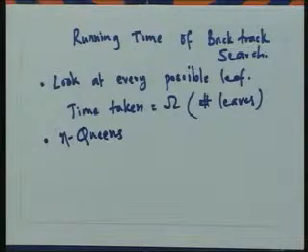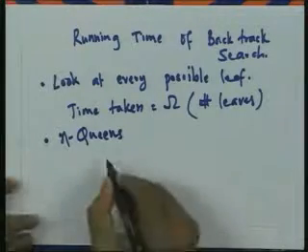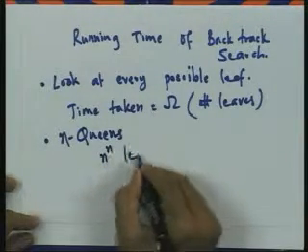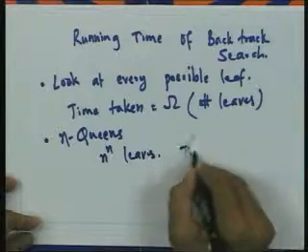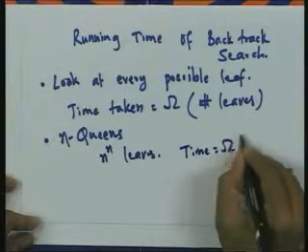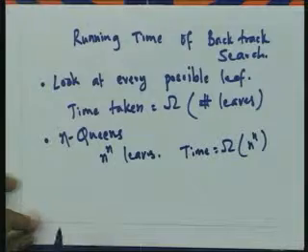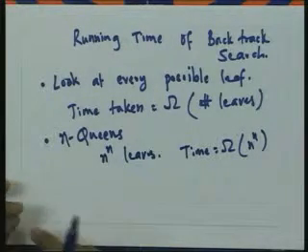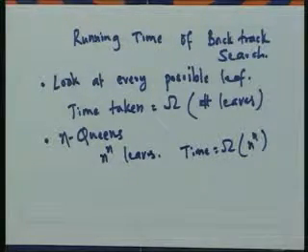Well, the first queen can be placed in n ways, the second can be placed in n ways, and so on. And so there are n to the power n leaves, and so time is at least n to the power n. If you implement the early checks, then the early checks will improve the situation somewhat. And in fact, a very simple early check is to say, let me make sure that this new queen is placed in a different row from all the previous queens.